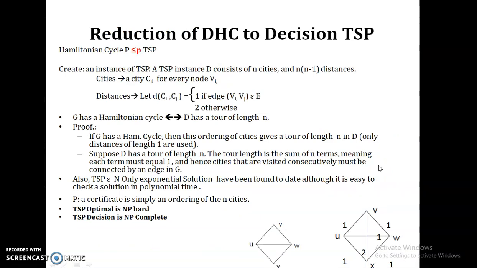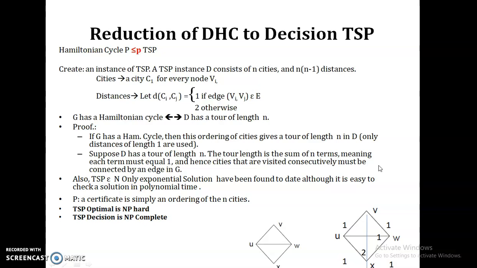So what is the decision traveling salesman problem? Instead of finding an optimization for the problem, here we are just going to check whether that path exists or not, right? So it is similar to the Hamiltonian cycle. So let us see how to reduce this TSP using the Hamiltonian cycle. So first let's create an instance of TSP. A TSP instance is given by a set of cities. Each city is represented by Ci. And the distance between the cities is given by D of Ci, Cj.